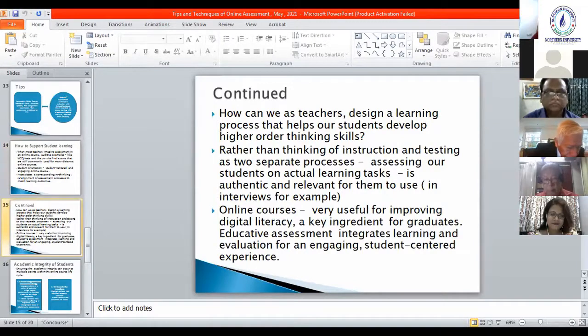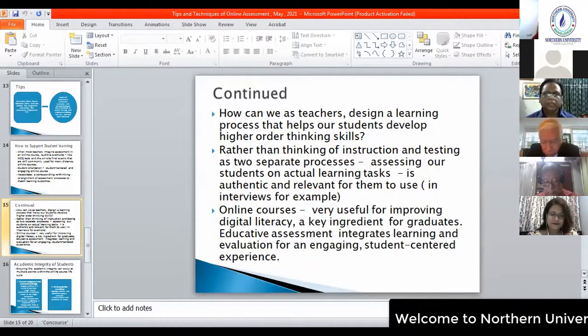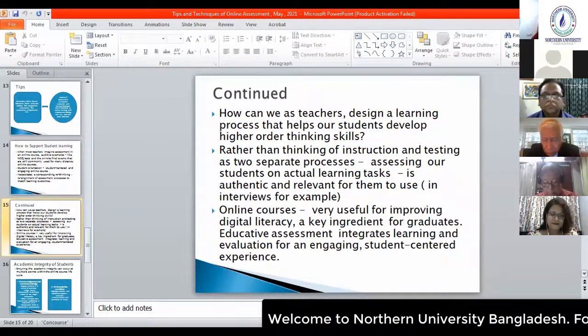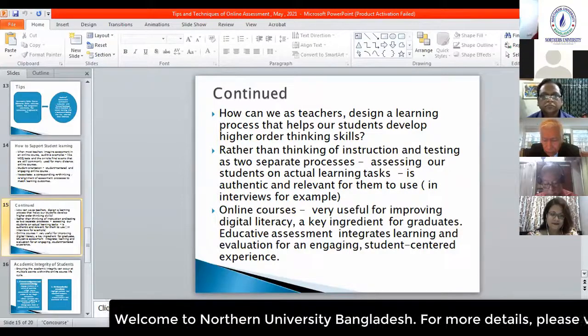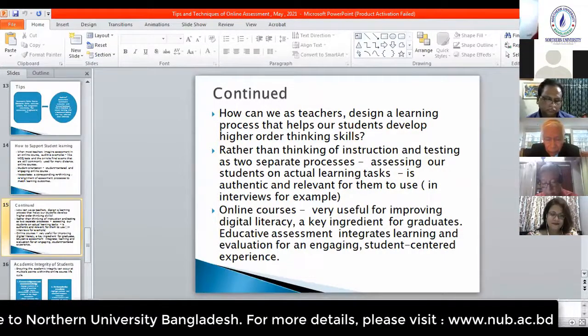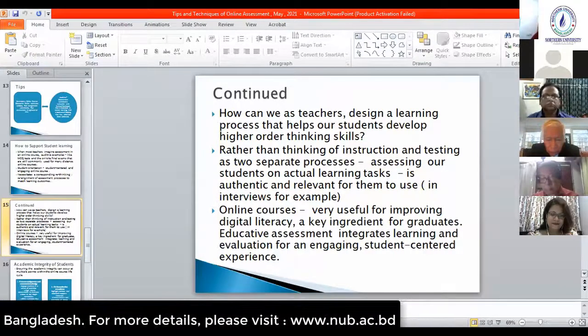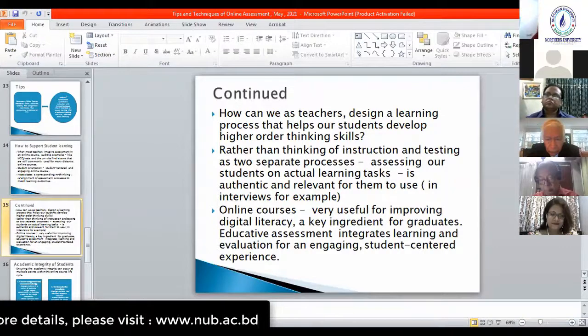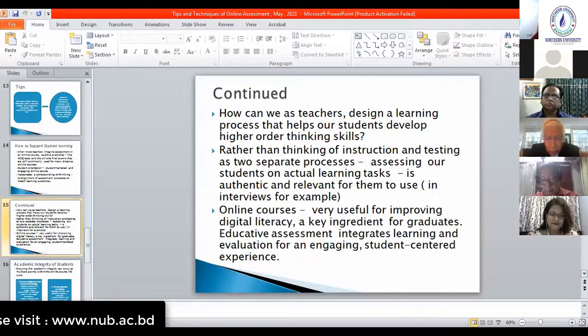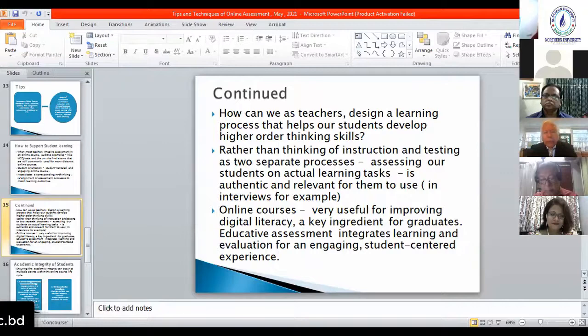So how can we as teachers design a learning process that helps our students develop higher order thinking skills, which not only require understanding, but which require reflection, application, maybe analysis, and integrating it as a wholesome experience? So how do we do that? Rather than thinking of instruction and testing as two separate processes, we assess our students on actual learning tasks facilitated within the online environment in a manner that's authentic and relevant to them. That is, for example, interviews.